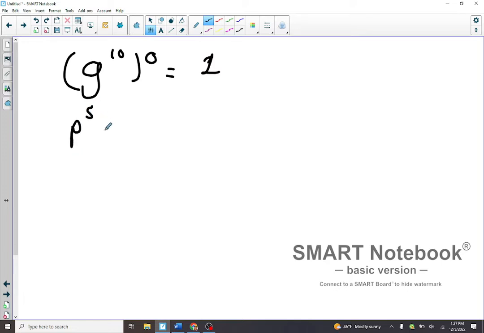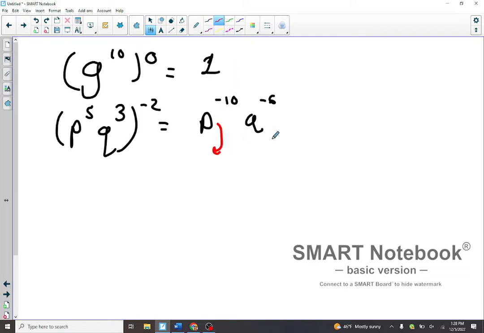p to the 5th power, q to the 3rd power, all to the negative 2nd power. So in this case, I'm going to distribute the negative 2 to everything. So p to the negative 10, q to the negative 6. Then since this one's negative, it moves down. And since this one's negative, it moves down. So it's just 1 over p to the 10th and q to the 6th. Yes, sorry, I meant that.